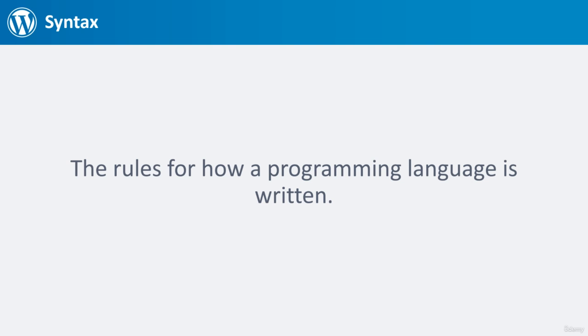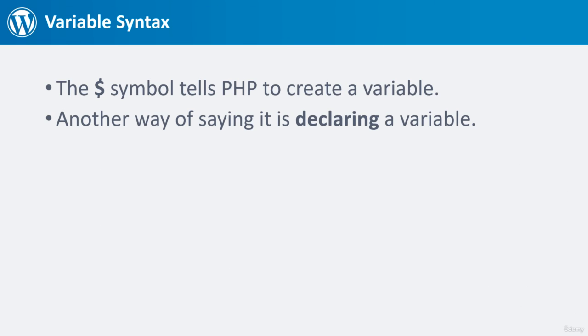In the English language, we have rules for how it's spoken and written. We refer to these rules as grammar. Programming languages also have rules for how they're written. The rules for a programming language are called its syntax. If we want to write a variable, we need to type a $ sign symbol. PHP will understand we're trying to define a variable.